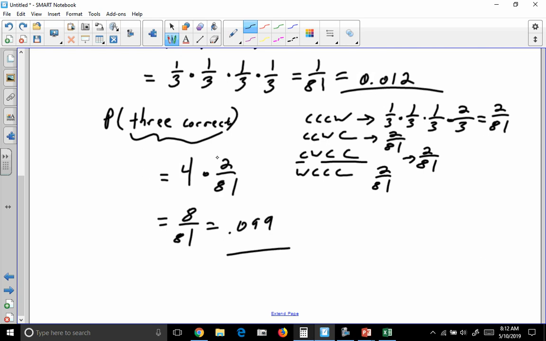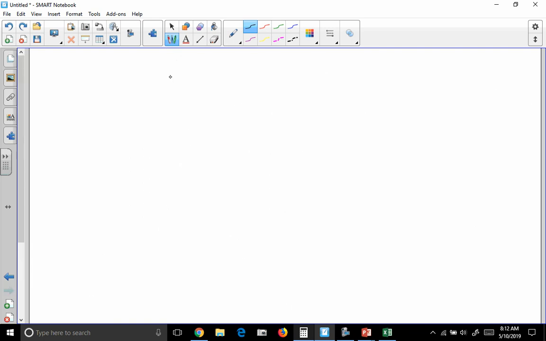So notice what we did. We found out what is the probability of getting 3 correct in one manner. This is one way of getting 3 correct. And then we saw that, well, there are actually 4 different ways of getting 3 correct. I could get 3 correct this way, or this way, or this way, or this way. So we take how many different ways there are of getting 3 correct times the probability of one of those, and that will give us that total probability of getting 3 correct. So that's what our formula does for a binomial distribution.